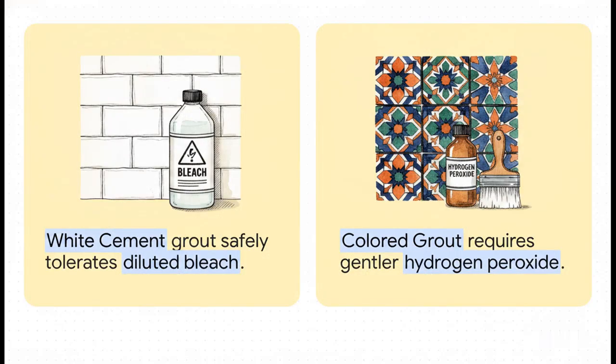But hold on, you can't just deploy bleach everywhere. Plain white cement grout can easily tolerate a diluted chlorine bleach solution, but if you have colored or epoxy grout, bleach will permanently ruin the pigment. For those colored surfaces, you must pivot to gentler agents, like 3% hydrogen peroxide or vinegar, to destroy the mold without chemically bleaching your entire installation.